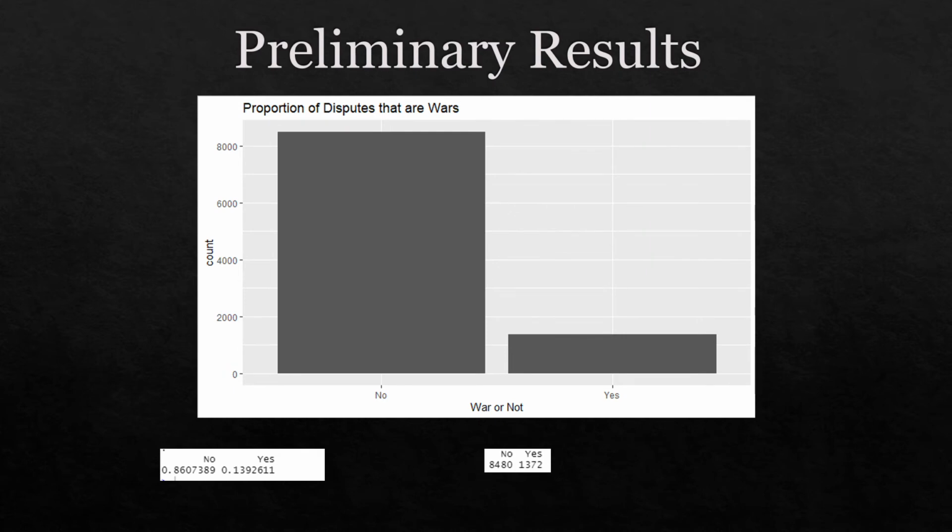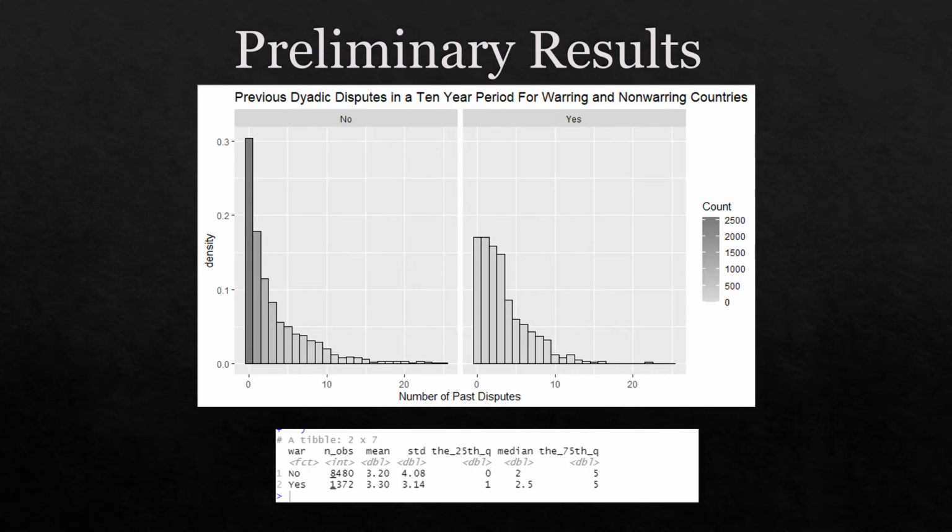And we also look at the proportion that escalate into war. It turns out that 86% of them are not wars, and 14% of them are. And war is categorized as a dispute that has 100 battle deaths or 1,000 troop deployments. So it's significant. Next, we look at the histogram that we looked at previously, but we split it up into disputes that ended up being wars and disputes that did not. We can see that the means are similar at 3.2 and 3.30 respectively, but the distributions are different. The disputes between countries that did end up going to war are more likely to have 1 or 2 disputes before they get to that point. So there is a build-up to it.